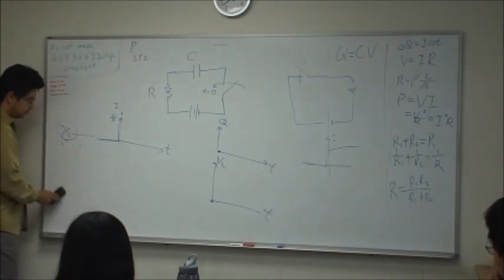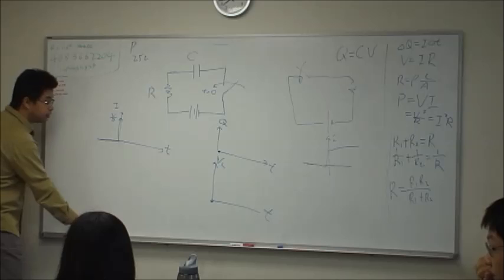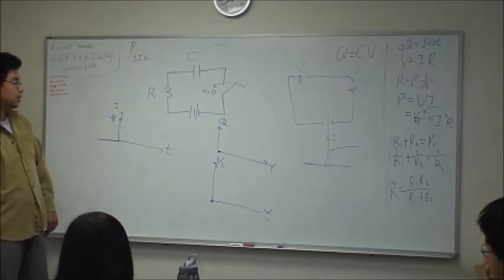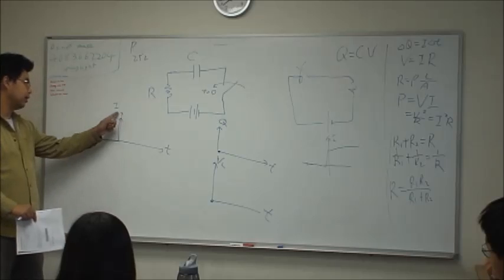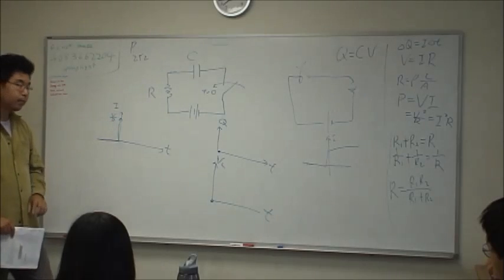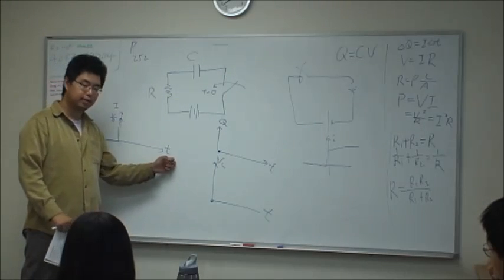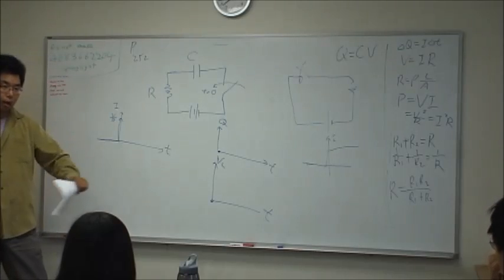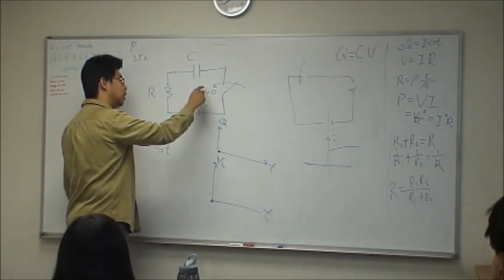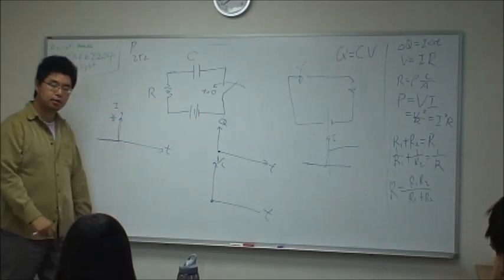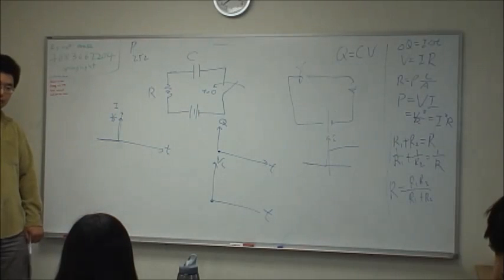So here, what we say is that the current will suddenly jump to a certain high value V over R. Let's think about the end, a long time later, when the current keeps going and finally this capacitor is fully charged, right?